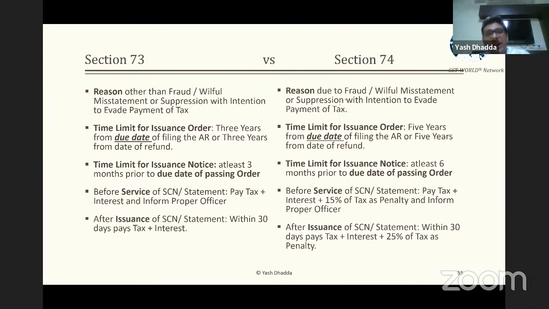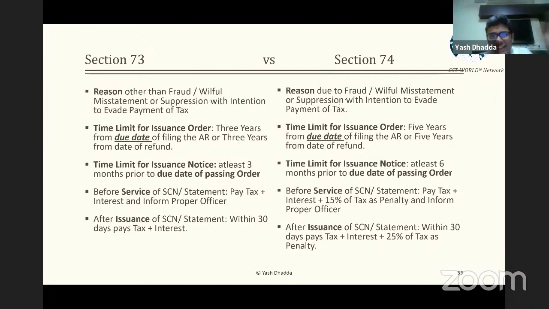जहां पे 74 का केस है वहां पे ऑर्डर पास हो सकता है 5 years from the date of annual return. All of us know 74 में जो पेनल्टी है, that is 100% equivalent to amount of tax. 73 में जो पेनल्टी है, that is 10% equivalent to amount of tax. 73 में नोटिस से पहले आप जमा करा रहे, सब नो पेनल्टी. 74 में आप पेनल्टी से पहले जमा करा रहे, 15% पेनल्टी.